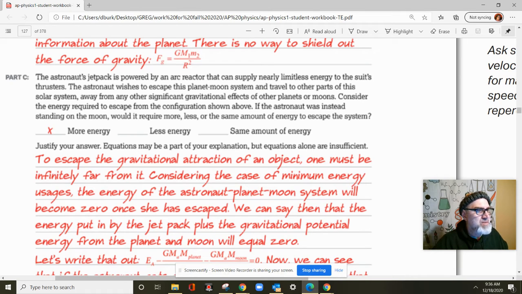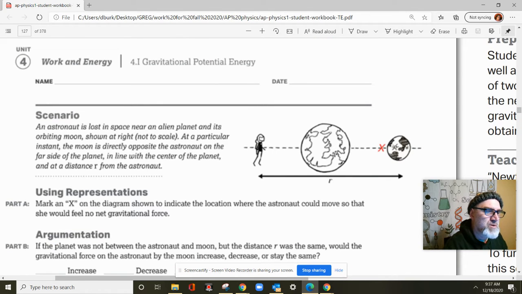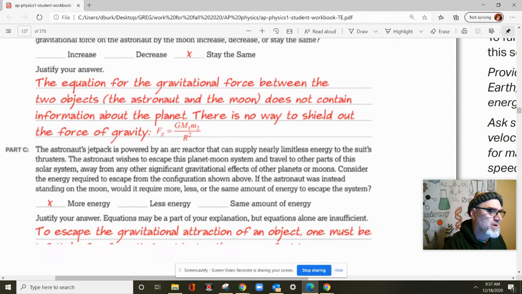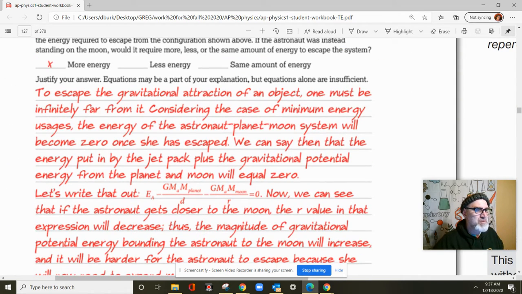If the astronaut was instead standing on the moon, it would require more energy because the force... so we're on the moon, so we're over here, right? So I guess we're still pretending there's no planet there, right? This force here that the astronaut feels is a lot less than the force the astronaut would feel standing on the moon, right? So the gravitational force that needs to be overcome to escape would be a lot more. The impulse force you would need to get off the moon would be a lot more if you were standing on the moon than if you were this great distance r away from the moon. So you're going to need more energy to escape the gravitational attraction.